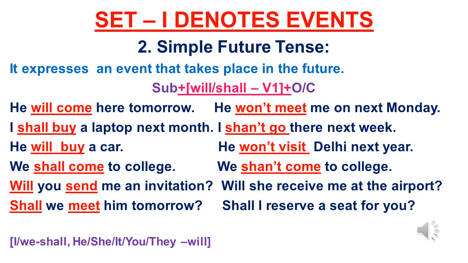Here we use shall for I and we. Will can be used with he, she, it, you and they. Let's have a look at the examples.